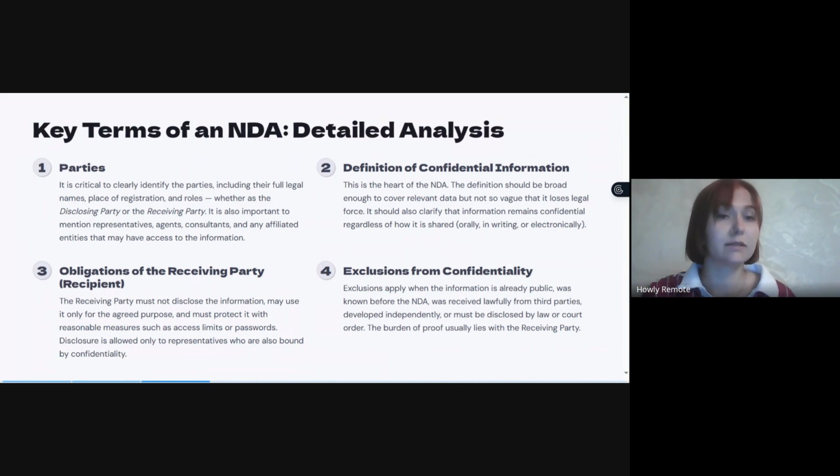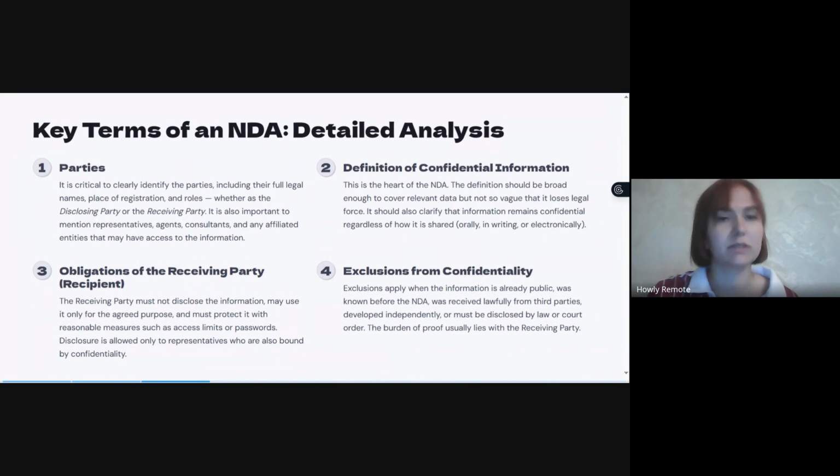The receiving party has several responsibilities. Usually, they must not share the confidential information with any third party, use the information only for the purpose described in the NDA, protect the information with reasonable security measures, such as using passwords, limiting access, and not making copies unless allowed. And ensure that any representatives, such as employees or consultants, also follow the same confidentiality rules.